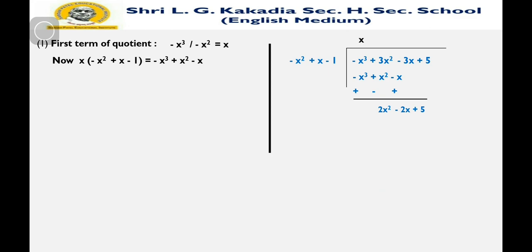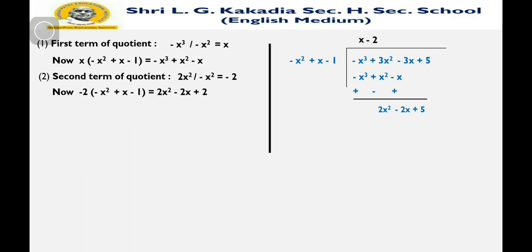Now here you can see that the degree of remainder is equal to degree of divisor, so we can process it ahead. So for the second term of quotient, we do 2x square divided by minus x square, and we get minus 2, and we put this term in quotient. So now we multiply minus 2 with divisor minus x square plus x minus 1, and it is equal to 2x square minus 2x plus 2.